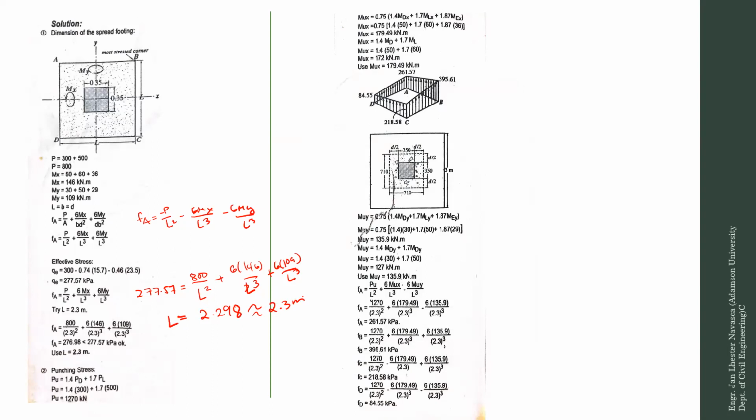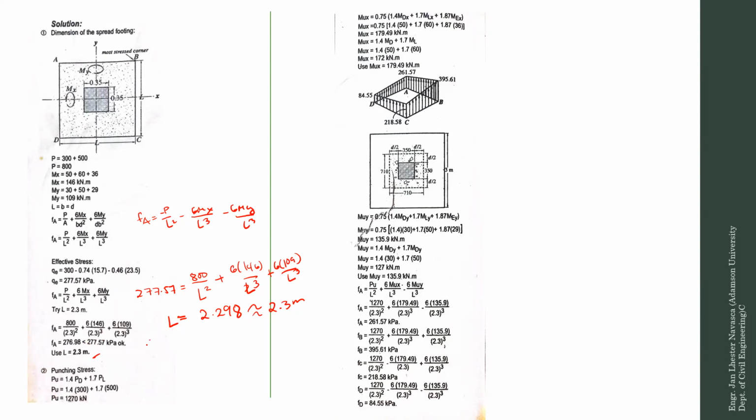Okay. Round to the nearest tens. So yan yung gagamitin nating value. So you can check or recheck the actual pressure, and since that is always less than your Q sub E, therefore your dimensions are 2.3 by 2.3 meters. Okay, so ganyan lang yung pagsosolve for the soil pressure.